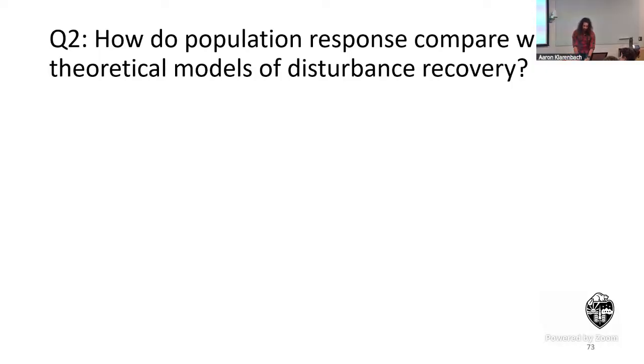So we know that the community structure changes, but that may be due to seasonality. We also saw an interesting trend with richness and diversity dropping post-flood despite no change in biomass and density. So do we think that the underlying population level responses can help us make sense of the patterns that we see at the community level? So how do population responses compare with theoretical models of disturbance recovery?